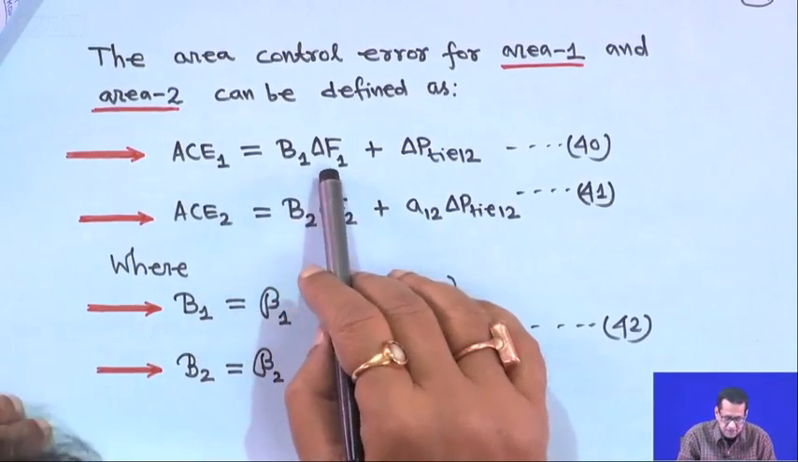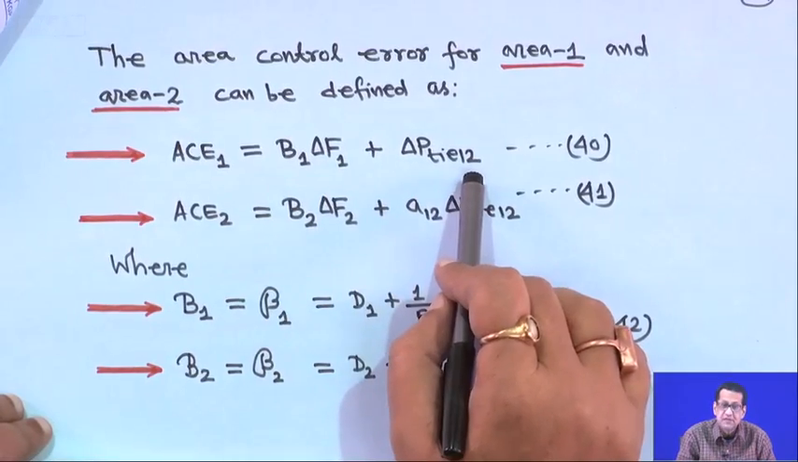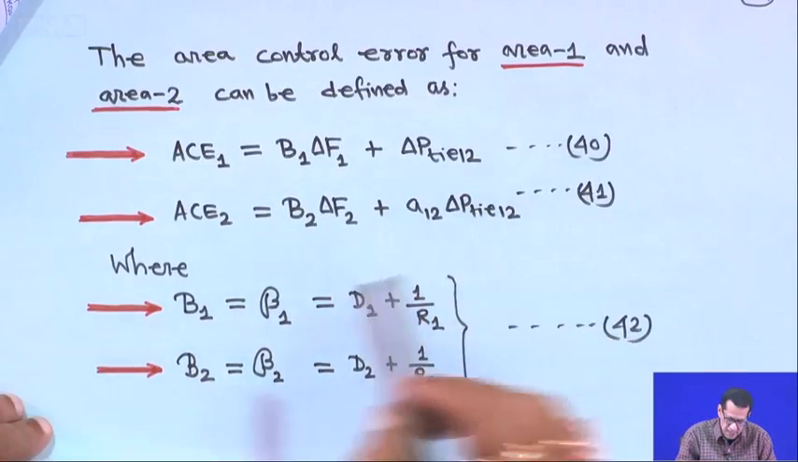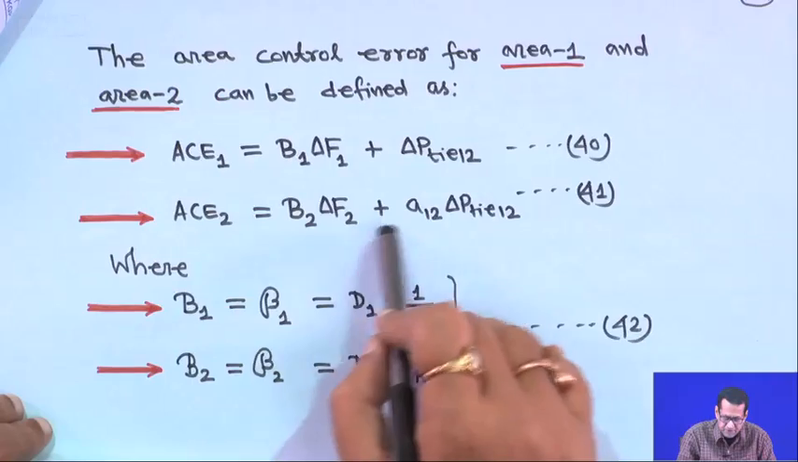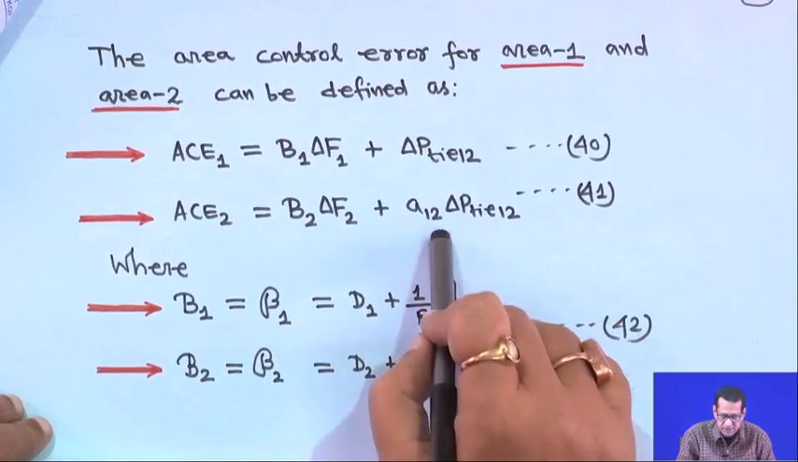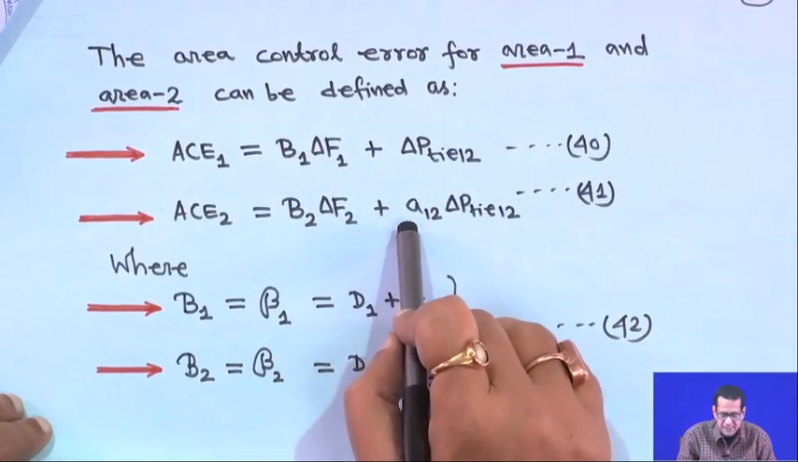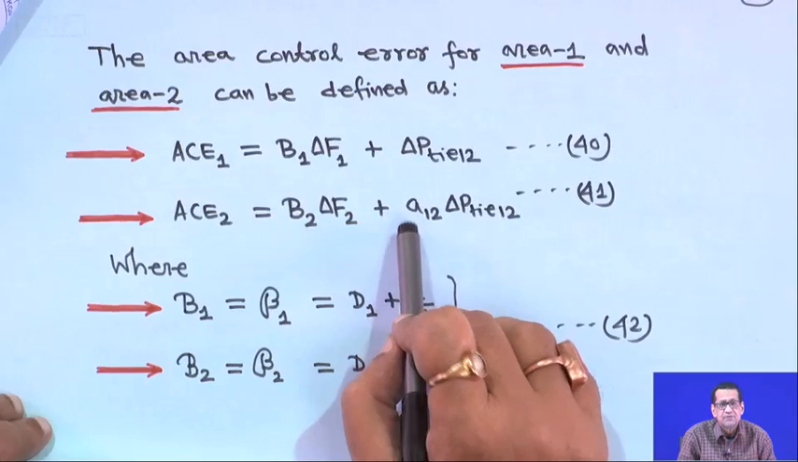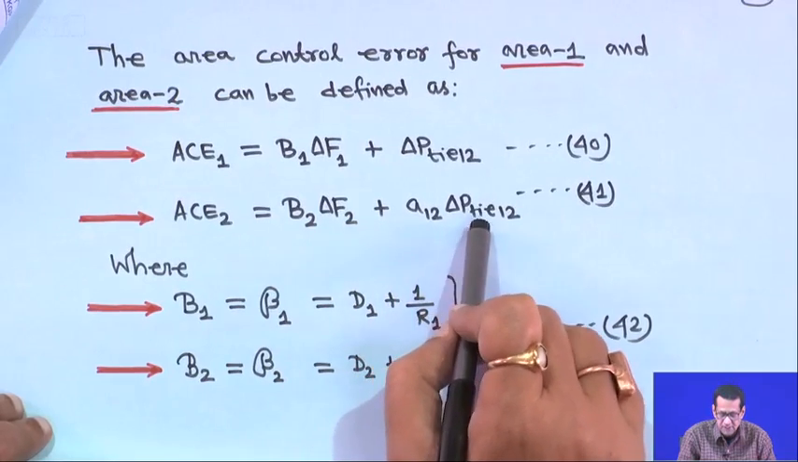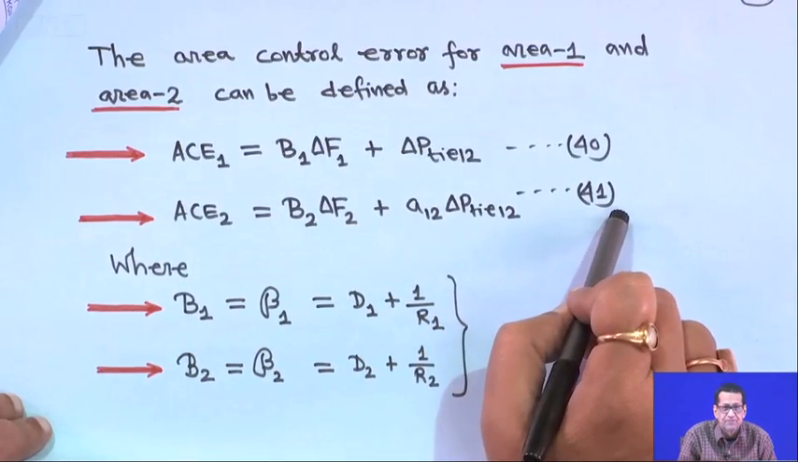So, ACE1 is equal to B1 delta F1 plus delta P tie 1-2, this is equation 40, and ACE2 is equal to B2 delta F2 plus A12 delta P tie 1-2, because it is B2 delta F2 plus delta P tie 2-1, and delta P tie 2-1 is equal to A12 into delta P tie 1-2, which we have seen before.